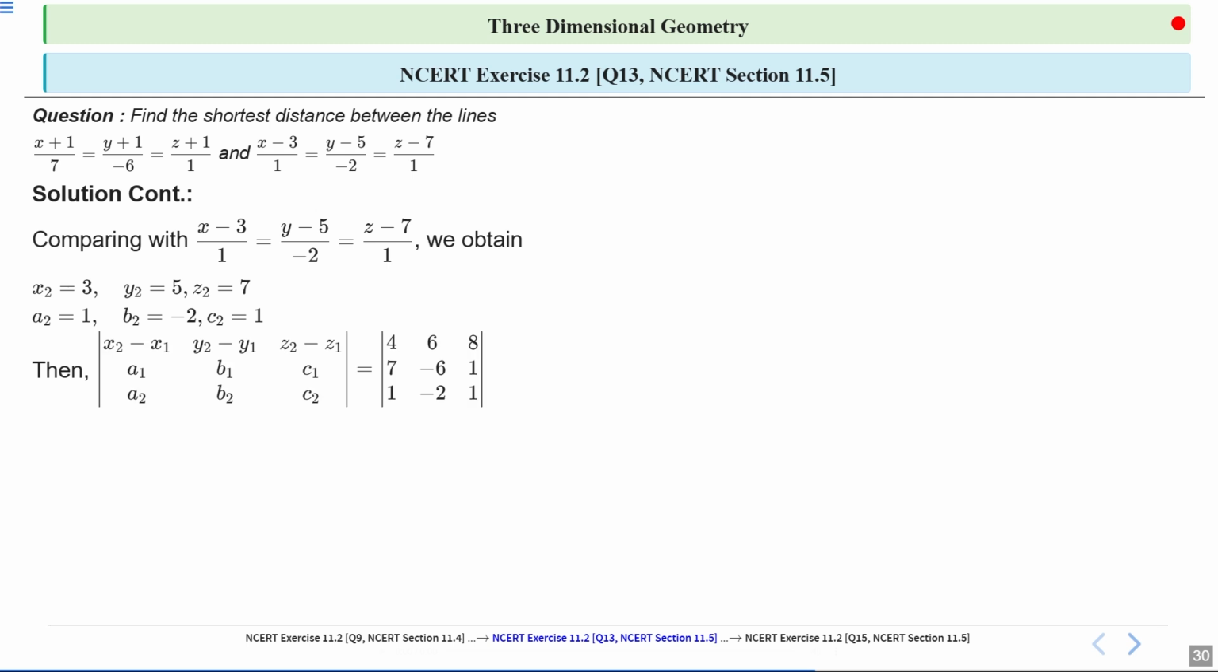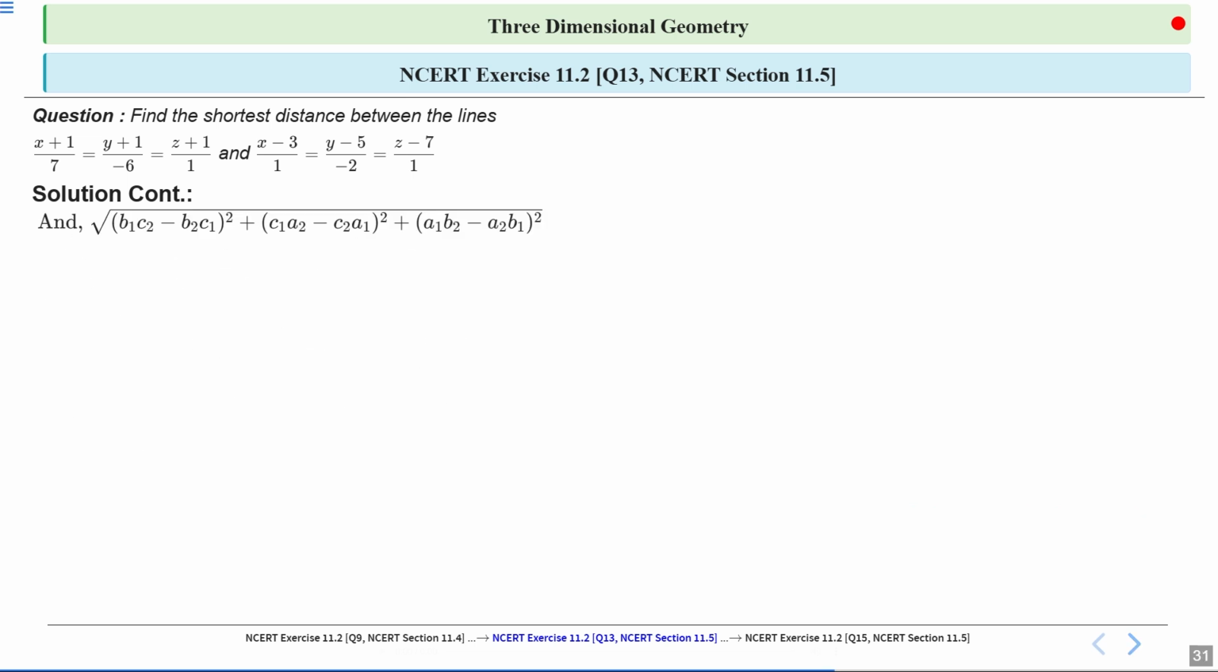Then the determinant value of x2 minus x1, y2 minus y1, z2 minus z1, a1 b1 c1, a2 b2 c2 will be equal to the determinant of 4, 6, 8, 7 minus 6, 1, 1 minus 2, 1. After solving this determinant, we get 4 into minus 6 plus 2, minus 6 into 7 minus 1, plus 8 into minus 14 plus 6, which is equal to minus 16, minus 36, minus 64, which is equal to minus 116. Got it?